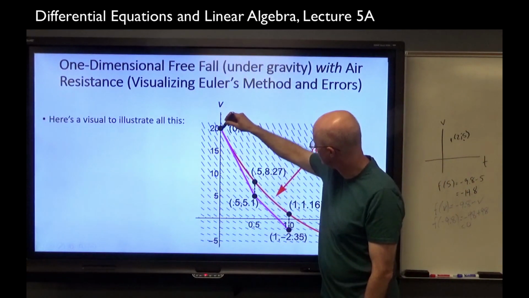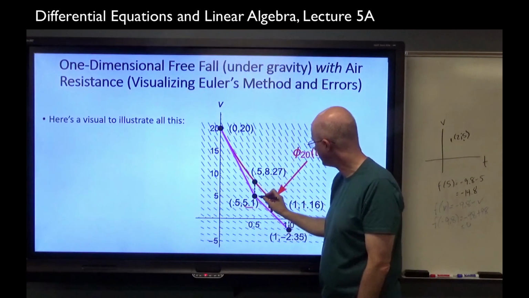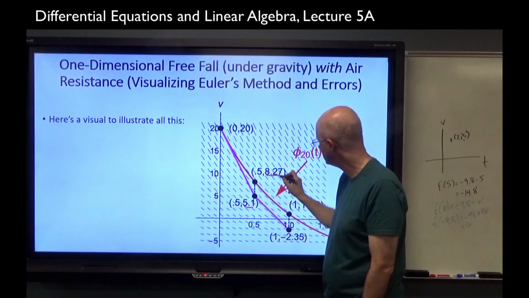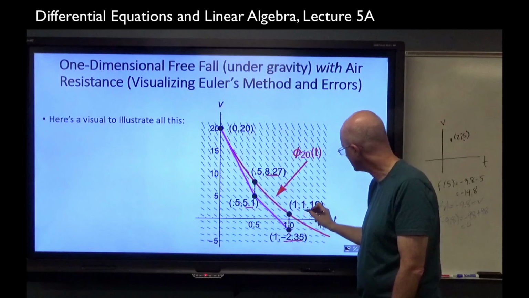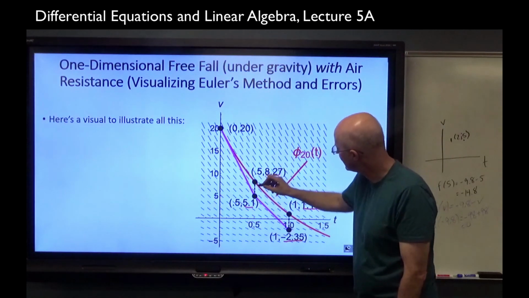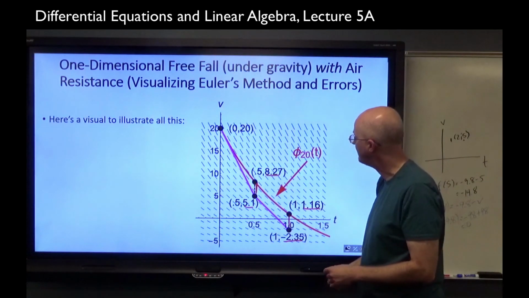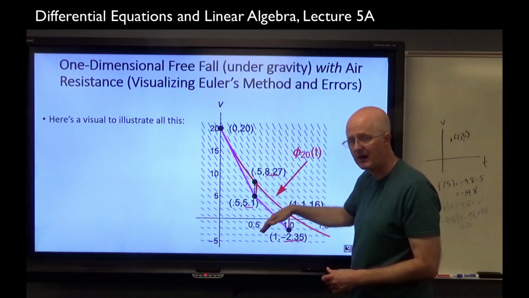V0 is the second coordinate at this point. V1, 5.1, is the second coordinate at that point. The true value is closer to 8.27. V2 is negative 2.35, the second coordinate at that point. The true value of the solution is 1.16 here. These vertical distances here and here are the errors. And they are positive because the actual value is above the approximate value in this case.